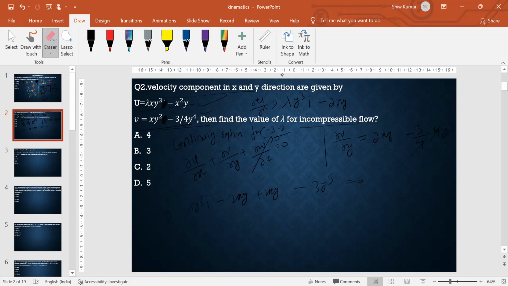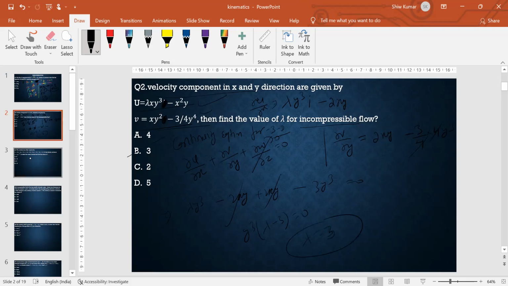Right, done. Now it will be here. Okay, so this 2xy plus 2xy get cancelled, and from here we take y cube common, lambda minus a square, then the lambda must be equal to 3. So the option number is right.